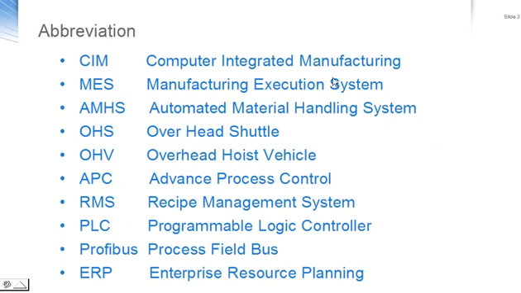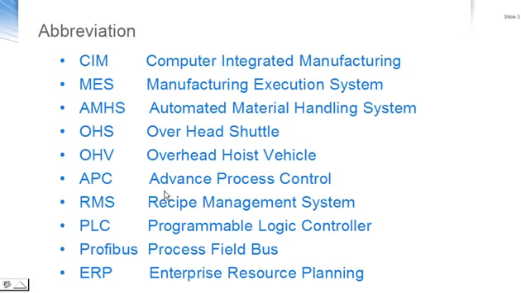CIM means computer integrated manufacturing. MES means manufacturing execution system. AMH means automatic material handling system. OHS means overhead shuttle. OHV means overhead hoist vehicle.